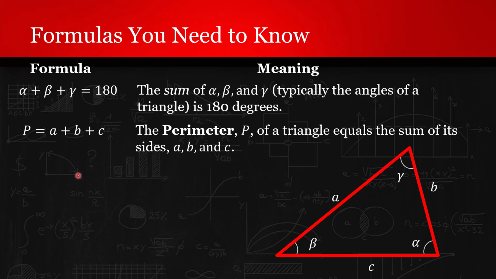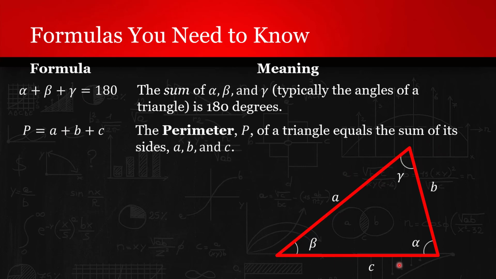The next collection of formulas has to deal with triangles. One property of a triangle is that since it is half of a square or half of a rectangle, or in this case half of a parallelogram, all 3 angles will add to 180 degrees. And that's the formula we have here. This angle, alpha, plus this angle, beta, plus this angle, gamma, will equal 180. And then finally, the perimeter, once again, is the sum of all the sides.